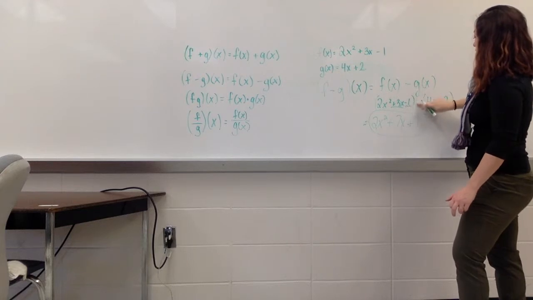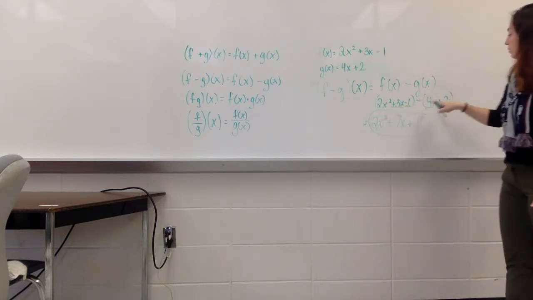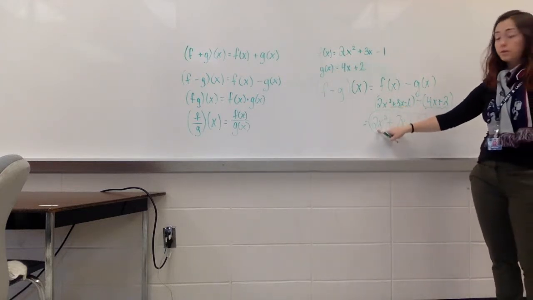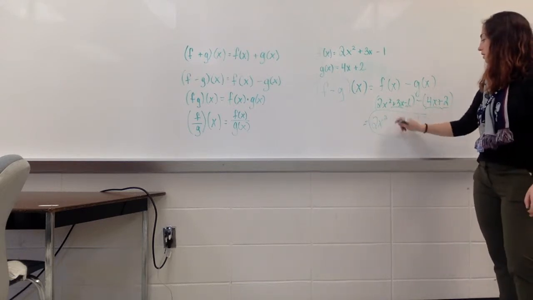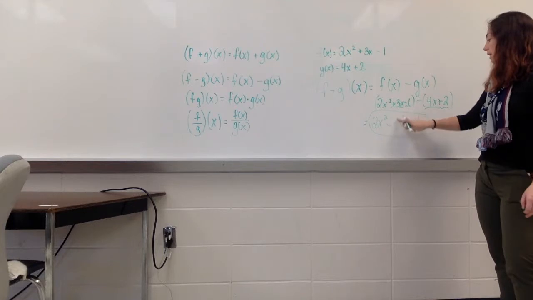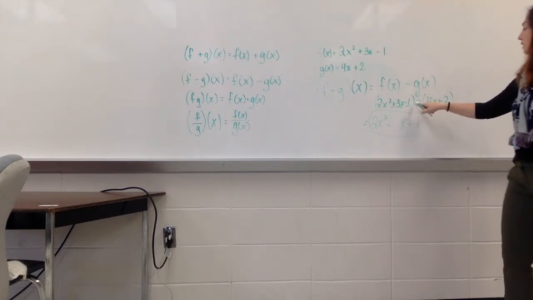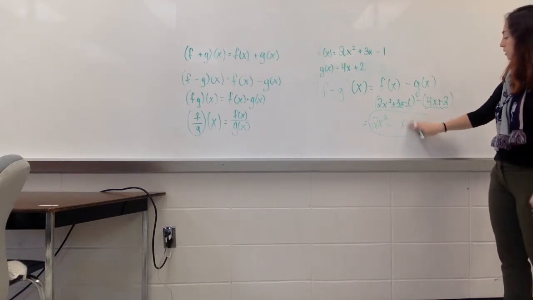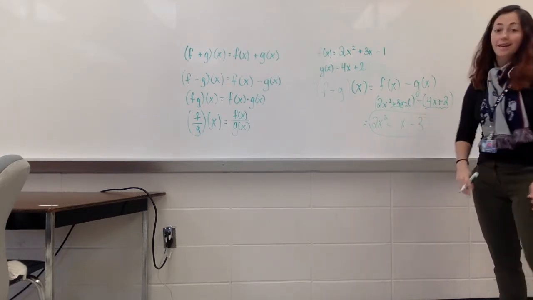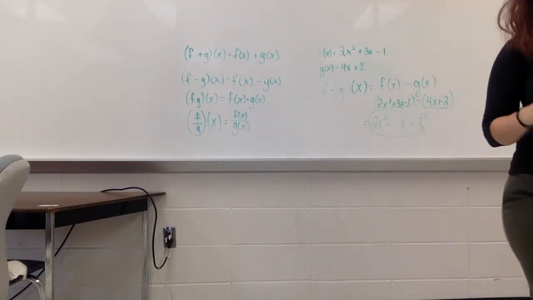Now let's say we were subtracting, the same exact concept, but now we're subtracting. The only thing that changes is our subtraction symbol. 2x squared minus nothing is still 2x squared. 3x minus 4x is negative 1x. You don't need that negative 1. And then negative 1 minus 2 is negative 3. And that would be the answer to that kind of problem.